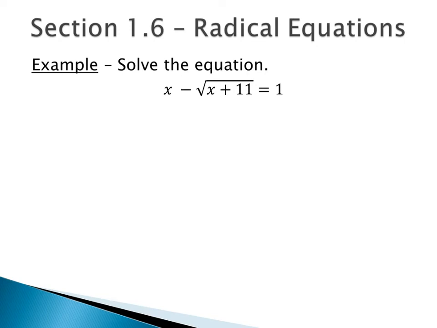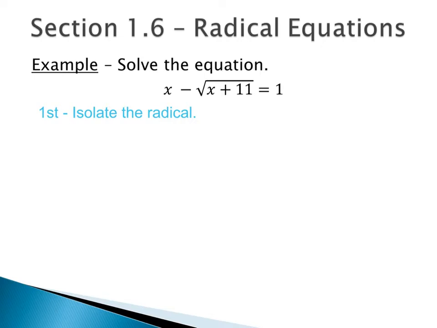In this lesson, we're going to be solving radical equations. So if we're given x minus the square root of x plus 11 equals 1, our first step would be to isolate the square root, or whatever the root is that you have, because we don't just have to have square roots, we can have cube roots, fourth roots, and so on. So in our case, we want to isolate that square root.